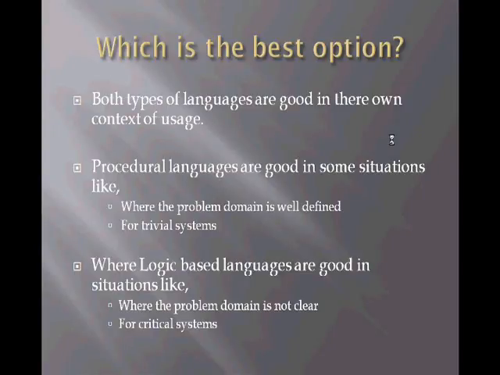But in a situation where the problem domain is not clear, or the system is a critical system such as a robotic system or nuclear power plant system or an AI system, those kinds of things we cannot handle using procedural languages. So in that case, we need to focus our aim on logic-based languages, because they are the best option to be selected in such situations.